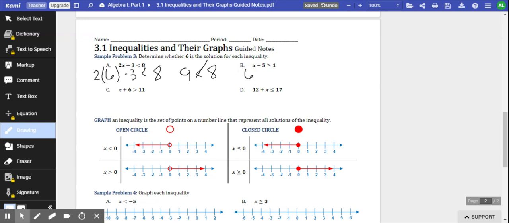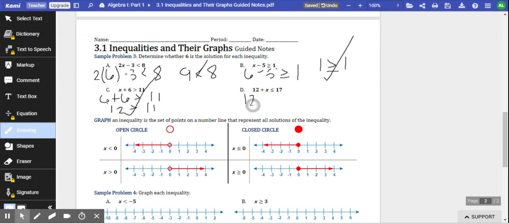Then I have 6 minus 5 greater than or equal to 1. Well, 6 minus 5 is 1. Greater than or equal to 1. So in this case it is a solution because it has that equal to. And then I have 6 plus 6 is greater than 11. Well, 6 plus 6 is 12. Greater than 11. That works. So 6 is a solution there.